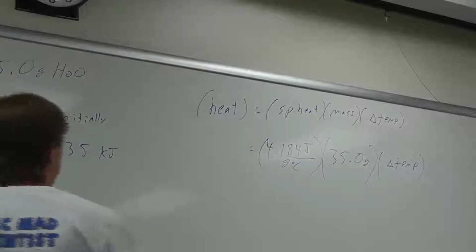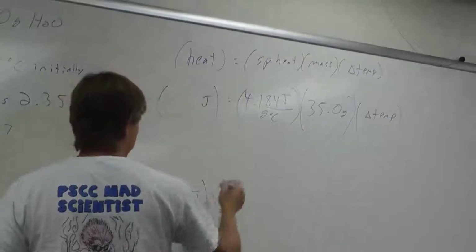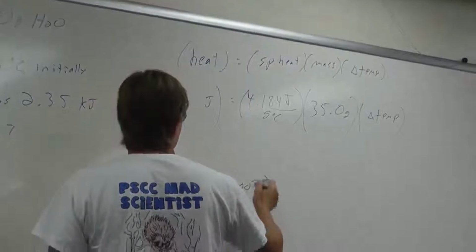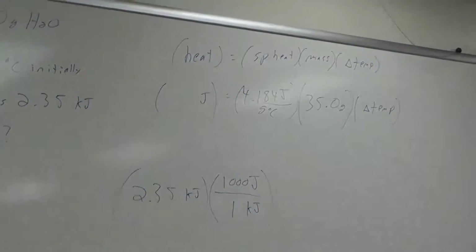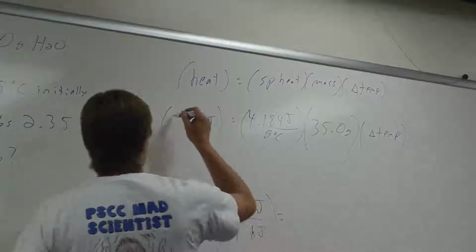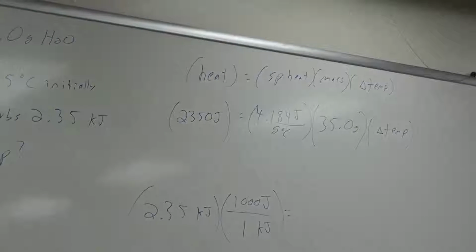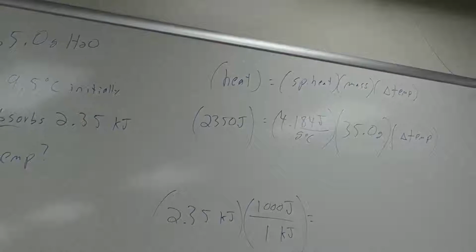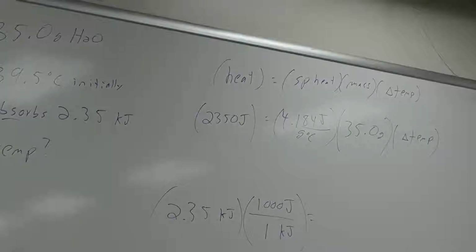Change it to joules, because that's kilojoules. That's not the right unit for what we're working. And that kilo prefix means 1,000. 1 kilojoule is 1,000 joules. So this is 2,350 joules. Once you do the conversion, 2,350 joules. Then we solve toward the temperature change.